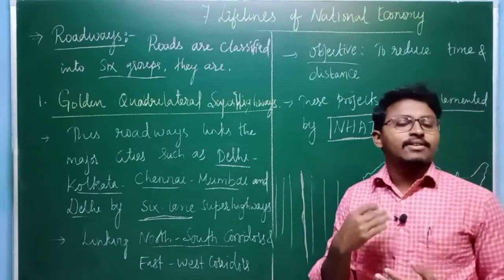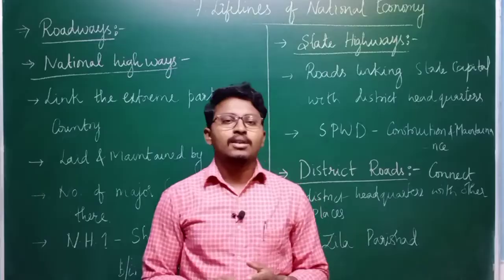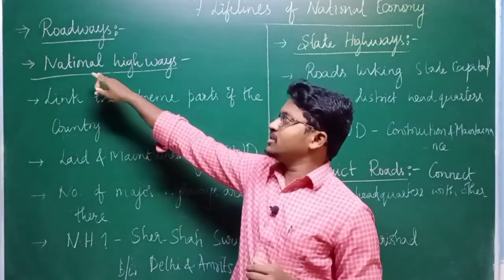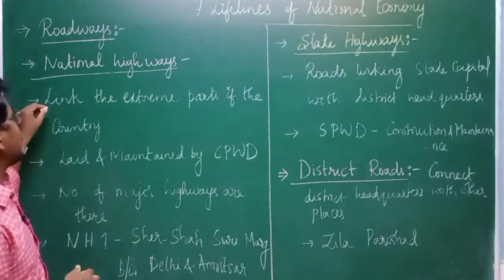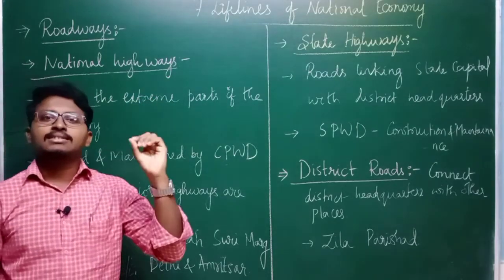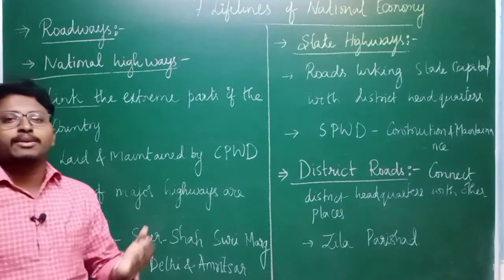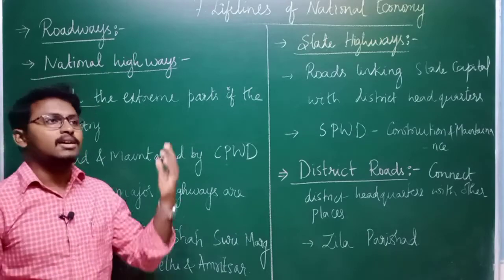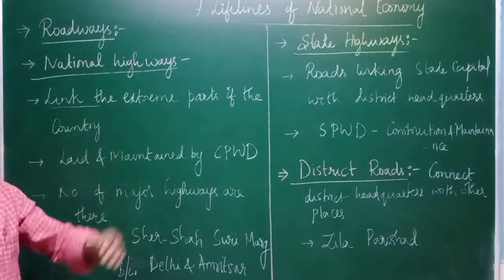So next we will discuss the other different types of roadways in the country. Let us discuss the other important types of roads. In that we will discuss national highways. So what are these national highways? These national highways link the extreme parts of the country. In almost every corner of the country, you can find these national highways. You might have heard about national highway 1, 2, 3, 7, 8 and so on. There are a lot of highways which connect the extreme parts of the country.